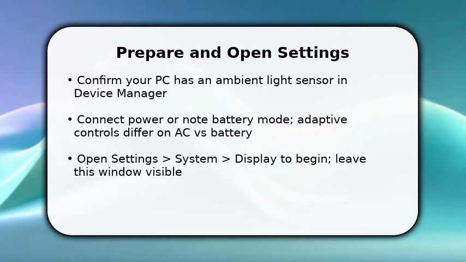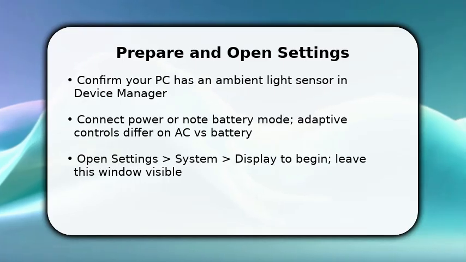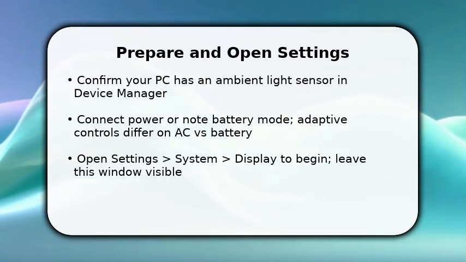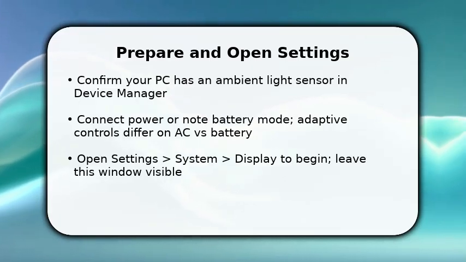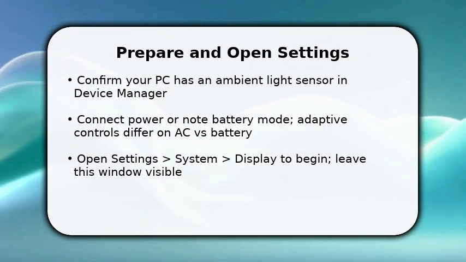You're going straight to action. First, confirm your device actually has an ambient light sensor in Device Manager, because without one, adaptive brightness won't work. Once done, make sure you know whether you're on battery or plugged in, since power profiles change behavior.